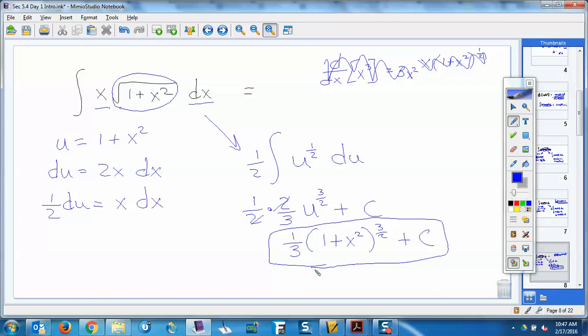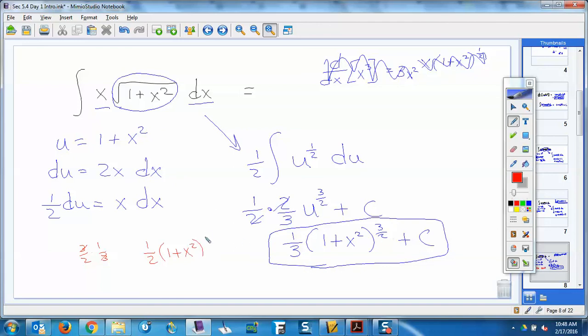Okay? Again, we can always check these. I think it's nice to do sometimes, especially here in the beginning. Did we get it right? Well, what would we do? We'd bring the 3/2 down in front. What's 3/2 times 1/3? The 3's cancel, that's 1/2. Inside left alone, 1 plus x squared.